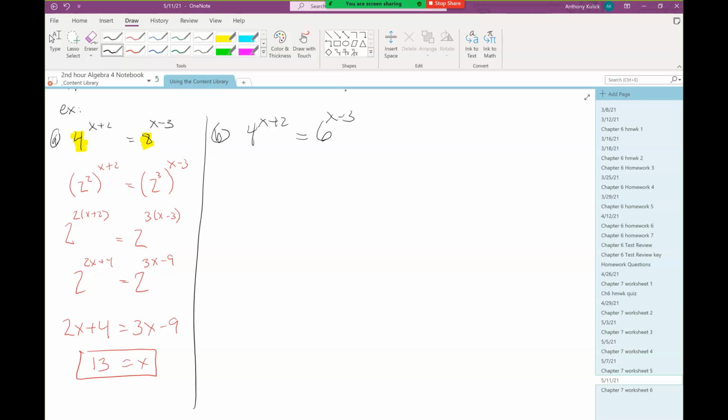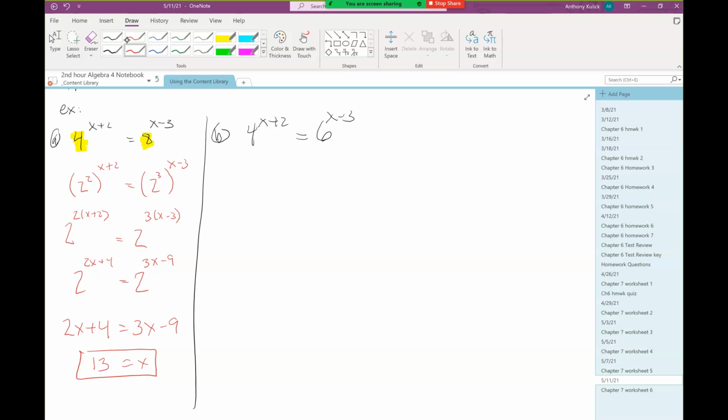So in this case, where I can't easily rewrite these to have the same exponent base, I'm going to use a logarithm. So the question becomes, what logarithm? Do I want to use log base 2 or log base 5 or log base 1.7? Which logarithm should I use? The answer is, it doesn't matter, but you can make your life a little bit easier by picking one of 2 specific logarithms in this case.